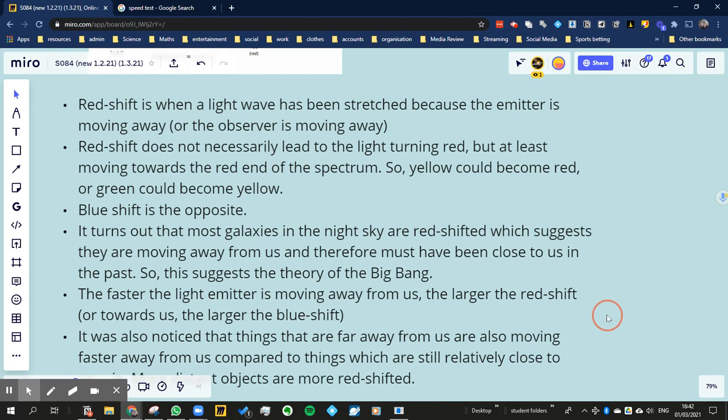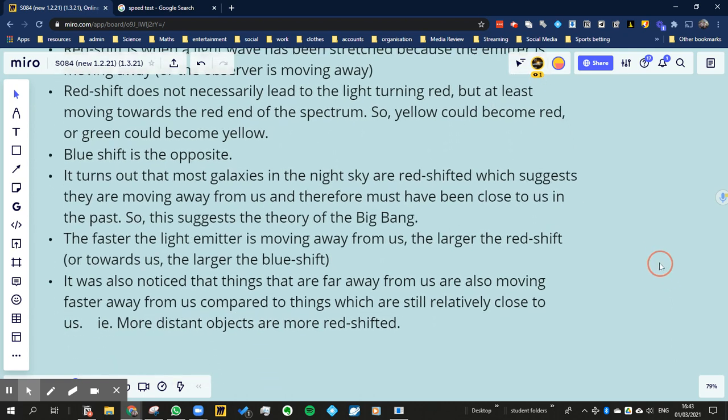I missed a point out. The other thing to note is that when something is moving more quickly, the redshift or the blue shift is more exaggerated. So if something's moving away from us very quickly, it's going to have a greater redshift. It's going to be stretched more. That stands to reason. If it's moving away from us a lot or quickly, it's going to be redshifted a lot.